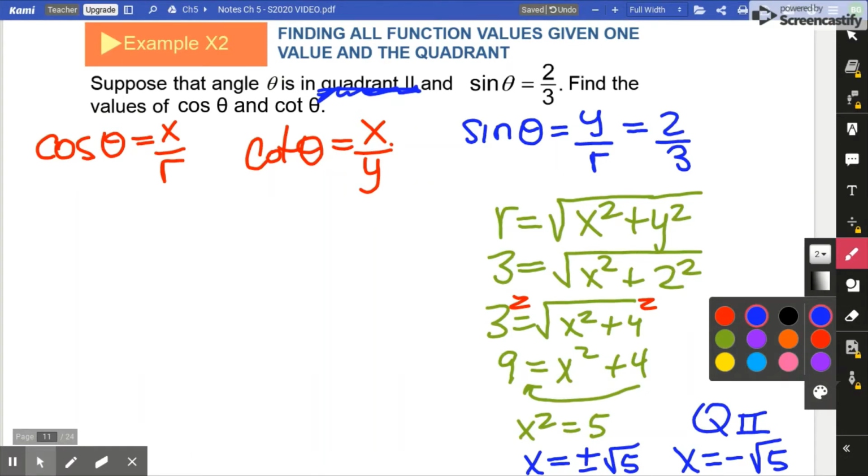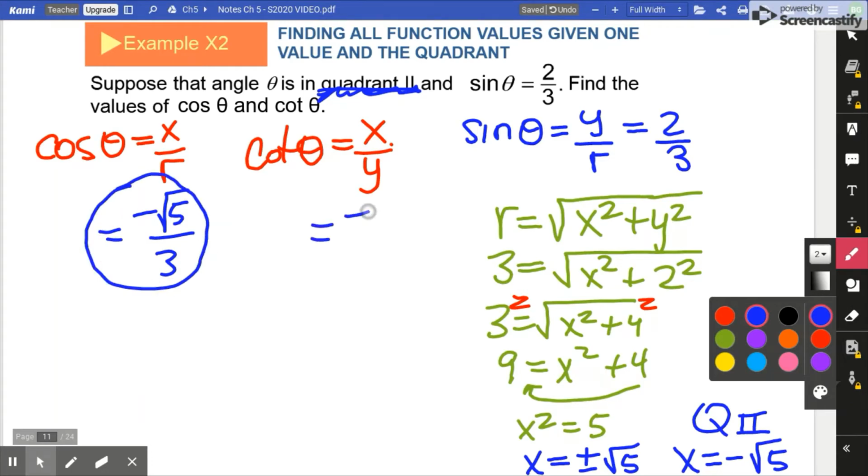A lot of our problems from here on out, you're going to have to do that, and you're going to have to think about where we are so you know if it's negative, okay? So x is negative square root of 5. We can call this ratio negative square root of 5 over our r value was 3. And x was negative square root of 5. And our y value was 2.